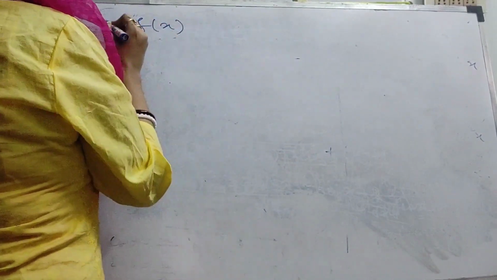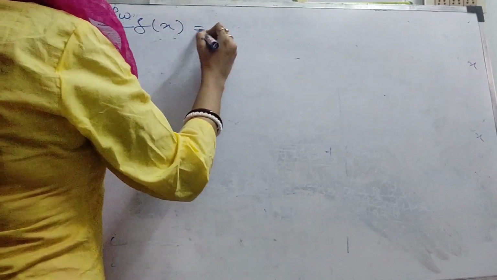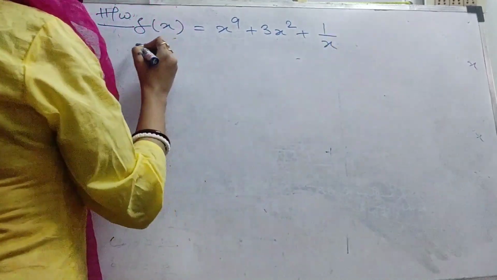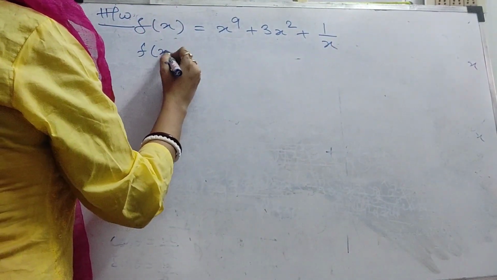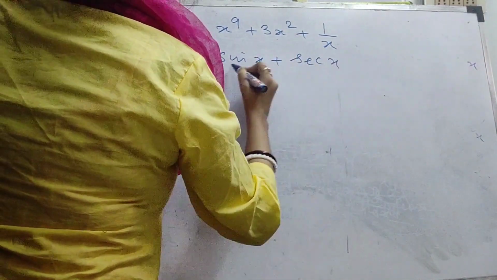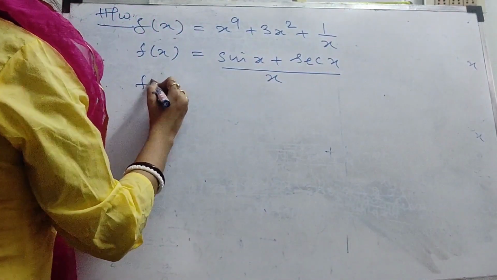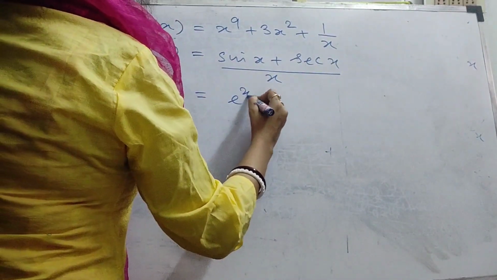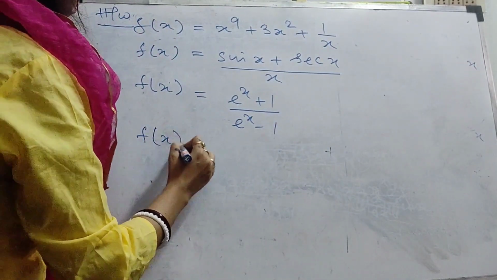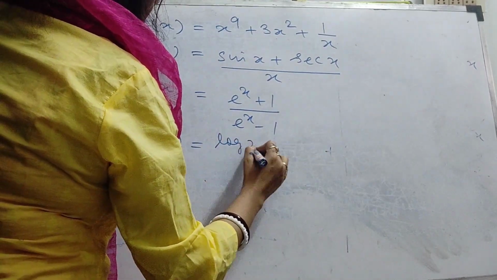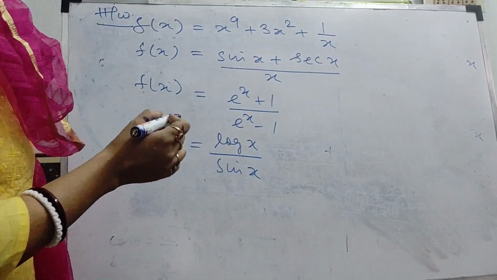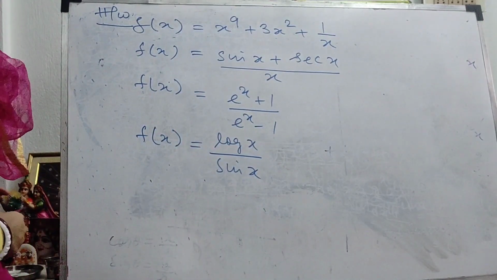f(x) equal to x to the power 9 plus 3x square plus 1 by x. f(x) equal to sin x plus sec x by x. e to the power x plus 1 by e to the power x minus 1. These 4 very easy problems are your homework for the next video.